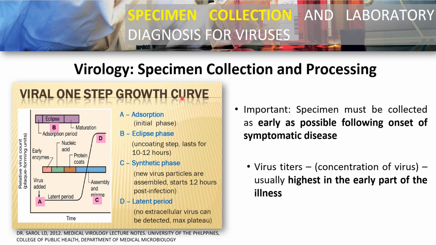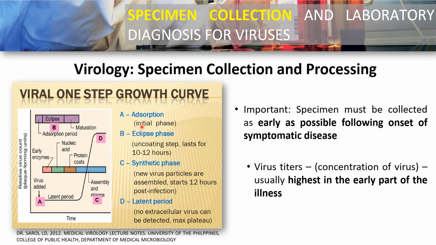So if you can observe on this picture, class, ito naman yung viral one-step growth curve. Kung sa bacteria, meron tayong growth curve, sa virus din meron. Naalala yung sa bacteria, class, so you have your lag phase, and then you have your plateau phase, then decline. So pagdating sa viral one-step growth phase naman, class, meron tayong apat din. So you have your absorption, eclipse, synthetic phase, at saka latent period. Ang kaibahan ng bacterial growth curve at saka viral growth curve is that sa virus, hanggang plateau siya, class. Wala siyang decline phase.